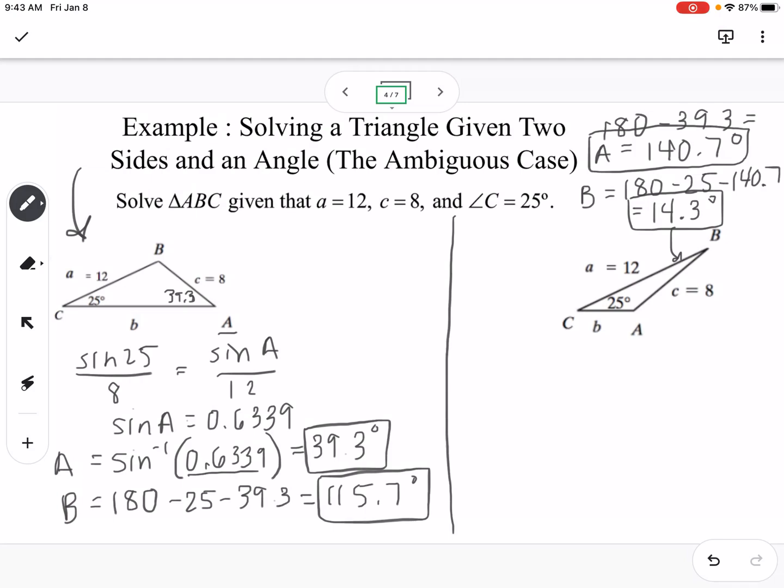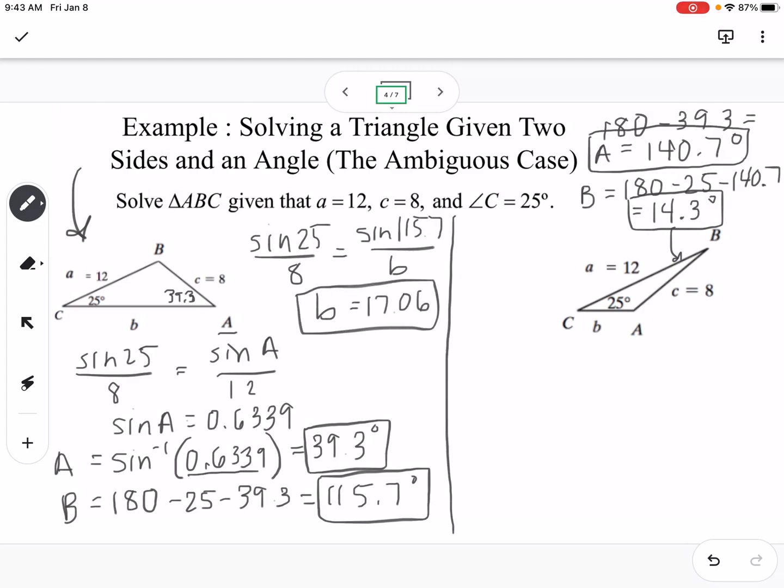Okay, and then finally on both sides, we're going to do law of sines to find side B. So I would do sine of 25 over 8 equals sine of 115.7 over B. And we cross multiply and divide, and we're going to get 17.06. And then over here, we're going to do the same thing. Sine of 25 over 8 equals sine of 14.3 over B. And we get that B equals 4.68.